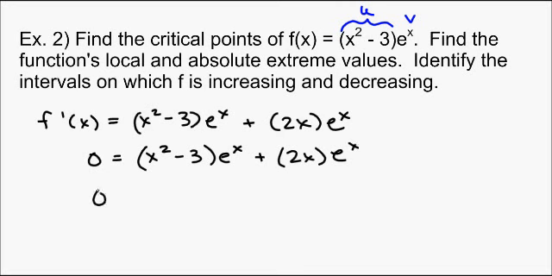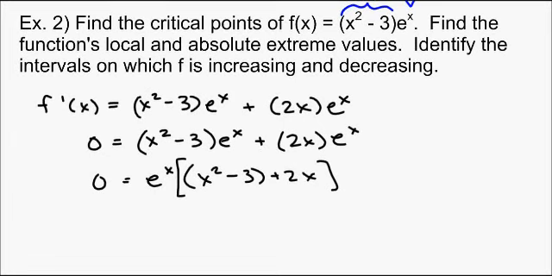What I'm going to do now is factor out an e to the x, because each of these terms has one, and divide by e to the x. Before you worry that I'm getting rid of a valuable x here, remember that e to the x will never be equal to 0. Because e is a positive number, it's never going to be equal to 0.